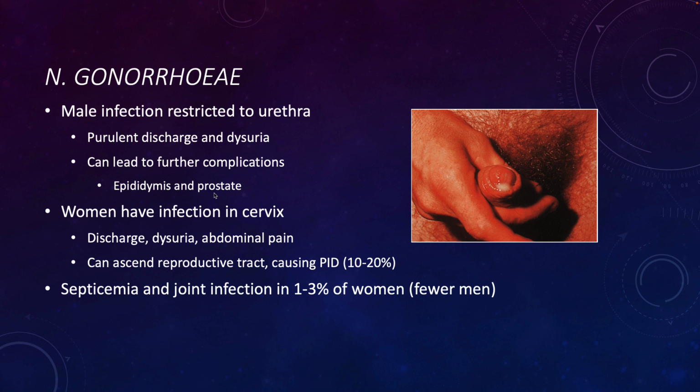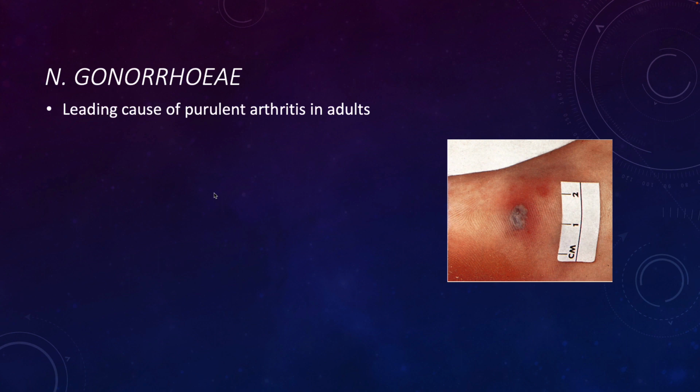Infrequently, in 1 to 3% of women and even fewer men, the bacterium can leave the reproductive tract or oral cavity, wherever it's been causing its first infection, and can cause septicemia, so it can get into the bloodstream, and it can also cause joint infection. In fact, it's the leading cause of purulent arthritis in adults, so arthritis that's not just inflammatory, but arthritis that's caused by infection.